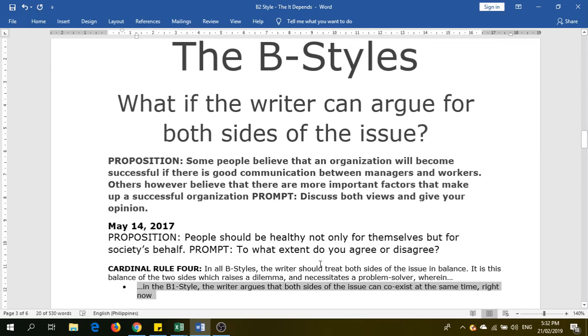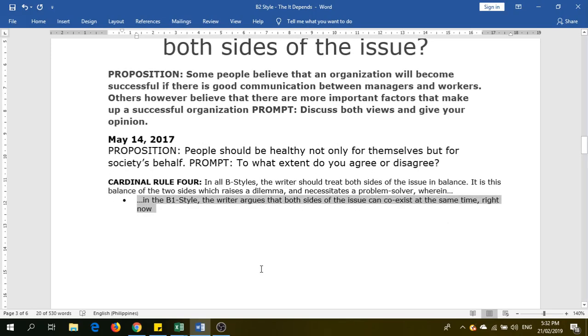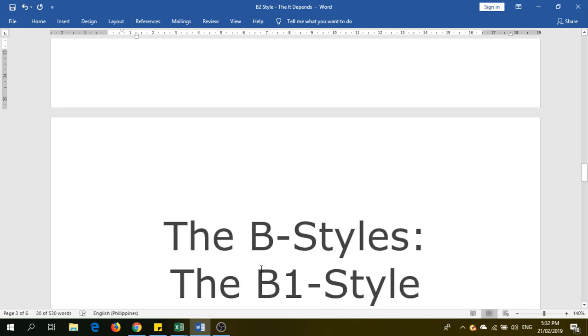Again, please let me emphasize the cardinal rule. When you're talking of B styles, you're talking about essays where two sides of the issue are equal, and it becomes difficult to choose one and kill the other. So with these styles, one of the options that you can do in order to solve the problem or to overcome the dilemma is to argue that both sides of the issue can apply at the same time right now. We are now going into the B2 style.